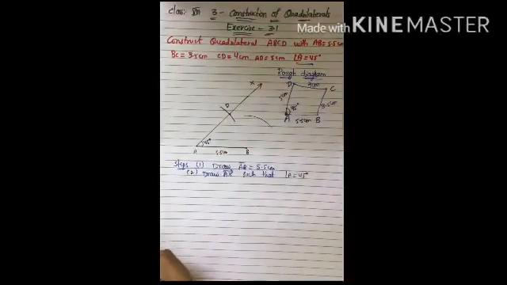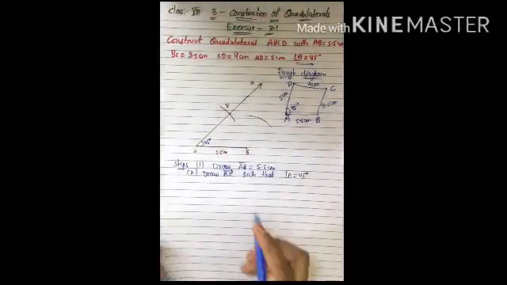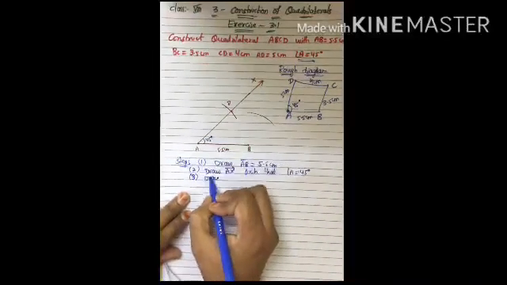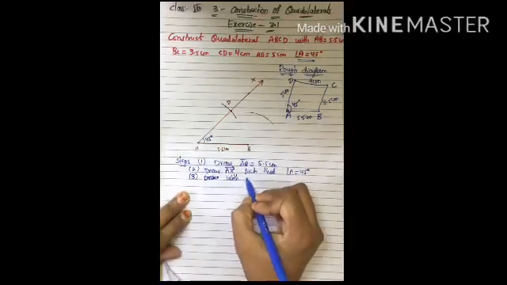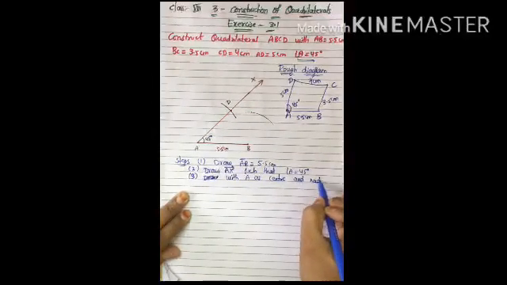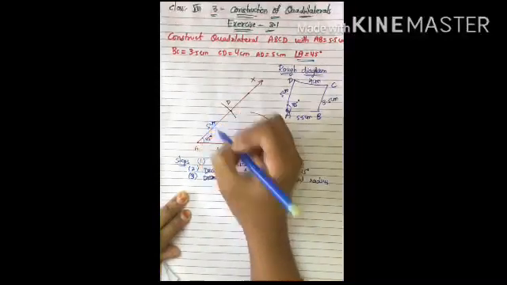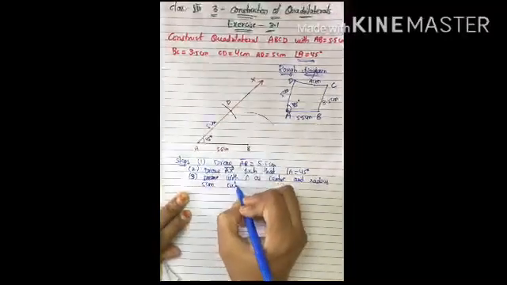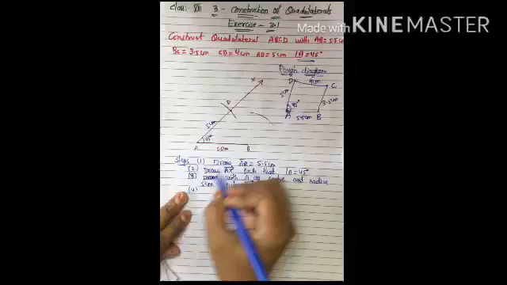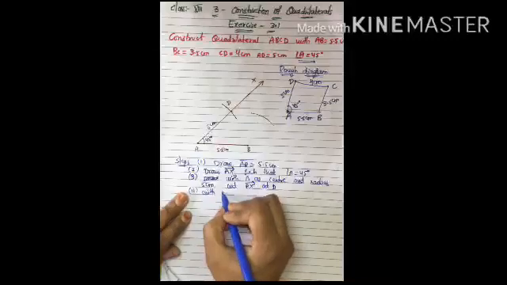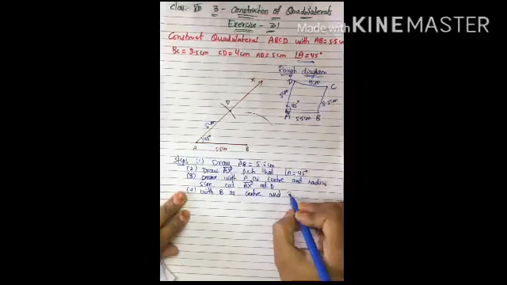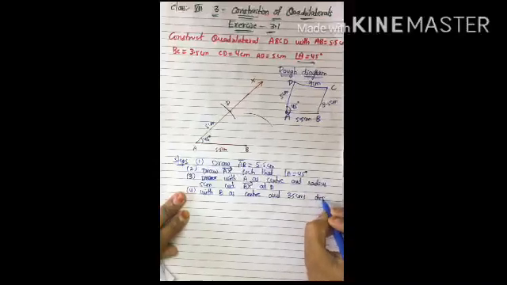Now I will write the steps. What is the next step? With A as center and radius, how much radius have we taken here? 5 centimeters. Cut ray AX at D. Next, with B as center and radius, how much radius did we take? 3.5 centimeters. Draw an arc.